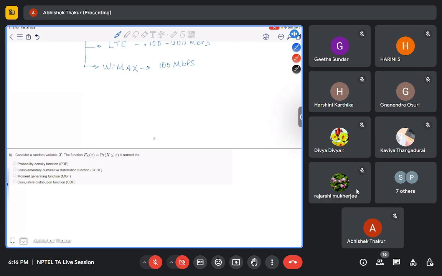Now coming to the next question. Consider a random variable x. The function F_x is given as the probability of X being less than a value of small x. So it is basically a cumulative distribution function. The cumulative distribution function will start from 0 and end at 1. So option D is the correct answer, that is the cumulative distribution function. It is a CDF.